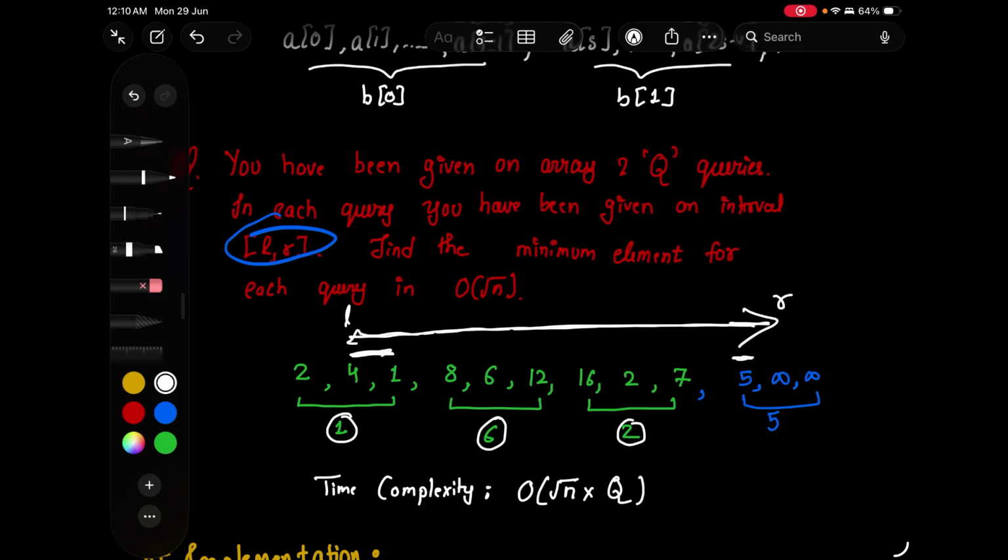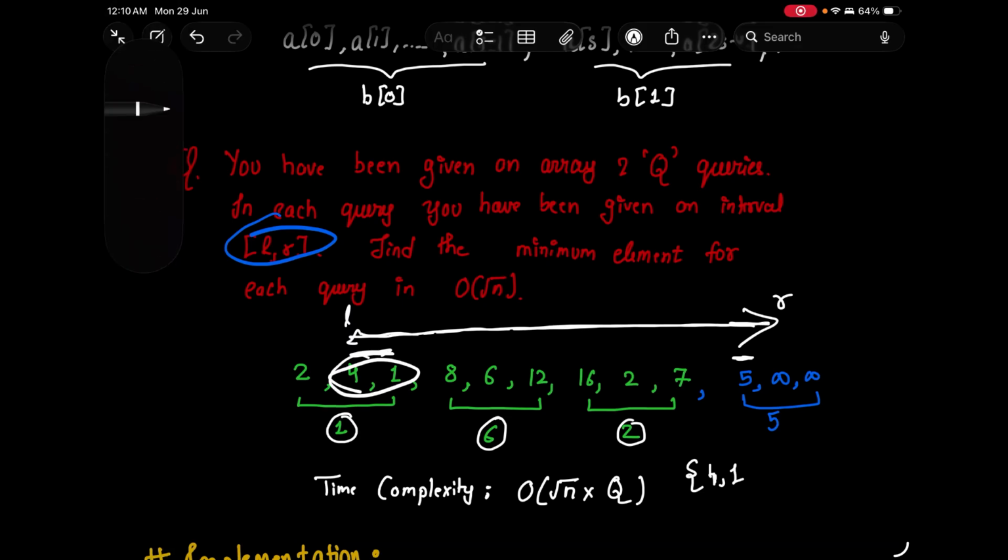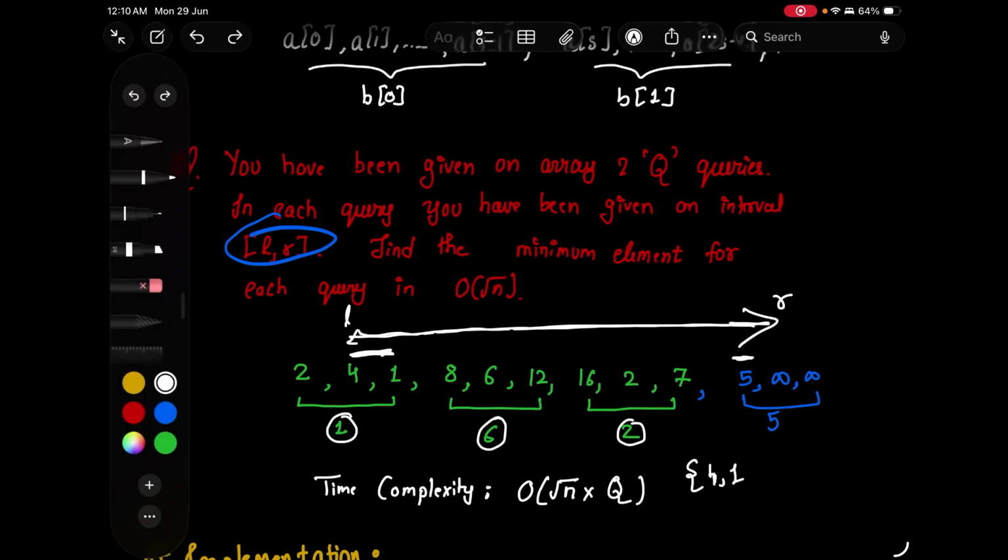So when taking the minimum of all things, this would be the minimum of 4, 1, which is this thing. Now the minimum blocks are 6 and 2, so 6 and 2, and the last is 5, so 5, the minimum of this thing. So the minimum of this thing would be 1, so 1 would be our answer.